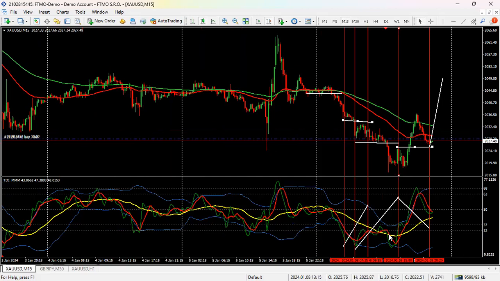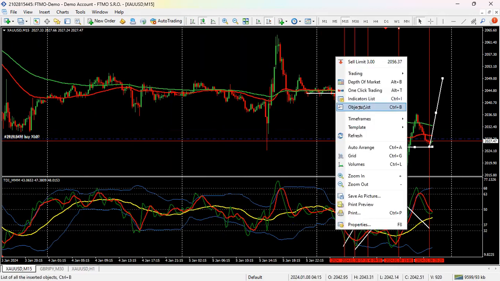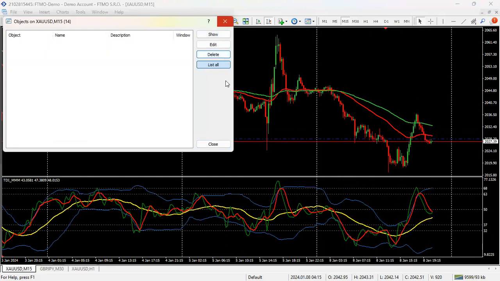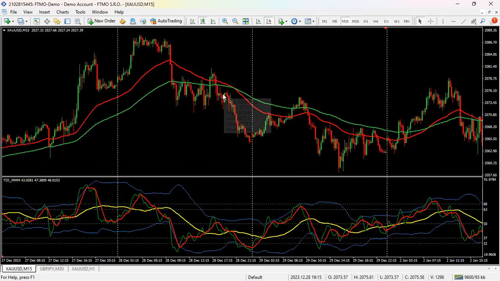All right, so we'll see what happens with this. Let me clean up this chart here. That's really all there is, guys.